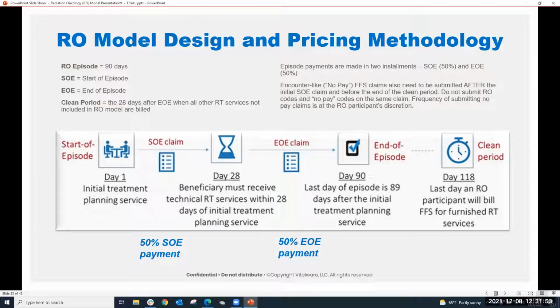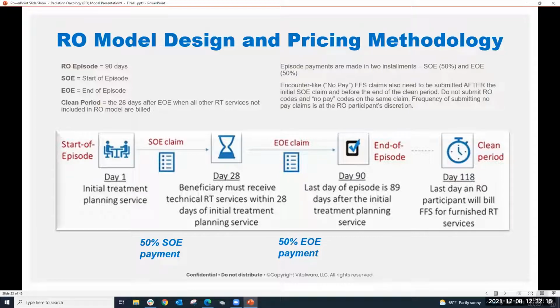So basically for these episode no pay claims, you can submit these at the frequency of your choosing. If it's easier for you to wait to bill all of that during this clean period at the end, do that. If it's easier for you to do it throughout as you're doing now, with the current process that you have now, you can do it that way.